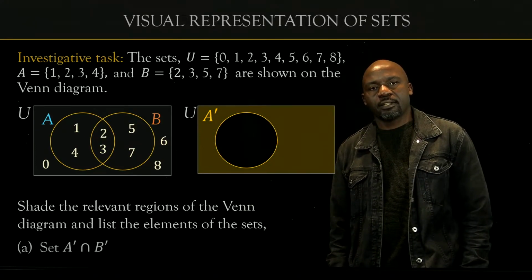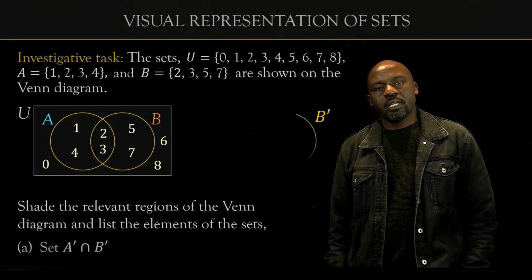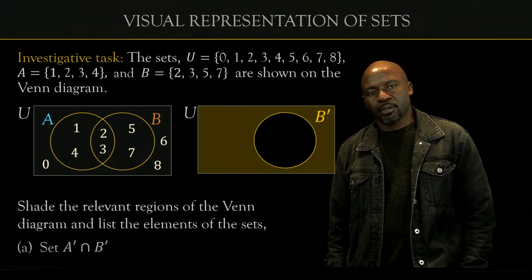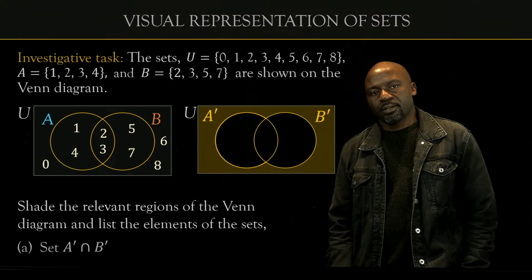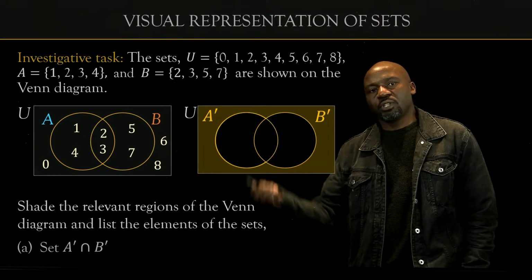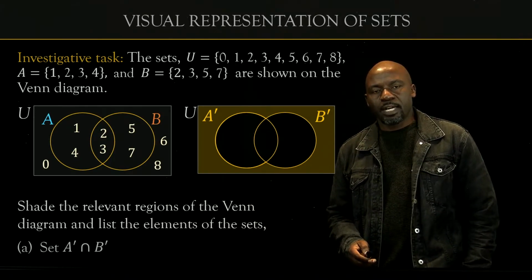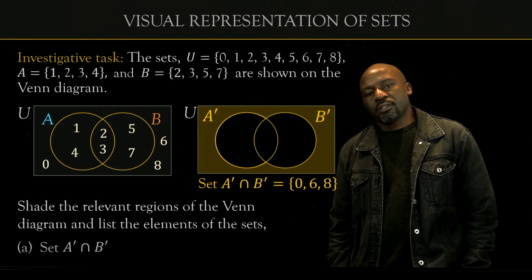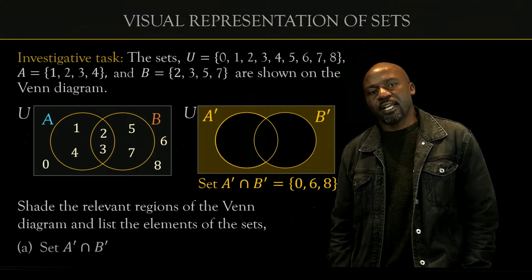So that is the set A complement. Similarly, if we shade everything outside B, B complement would be the yellow region. Now A complement intersection B complement must contain both. The outside of A intersecting with the outside of B must be the region shaded in yellow. A complement intersection B complement contains 0, 6, and 8.